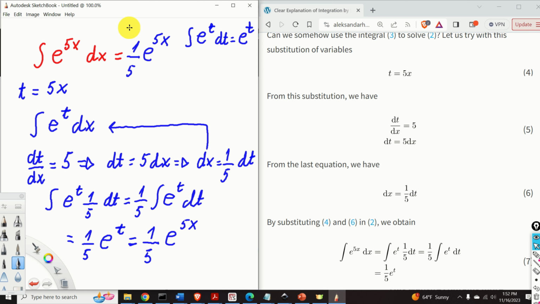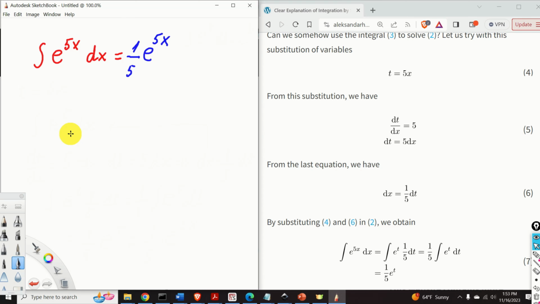And that's it. But wait a second, how can we verify that this is the correct solution? Well, if we take the first derivative of this function, we should obtain e to the power 5x.